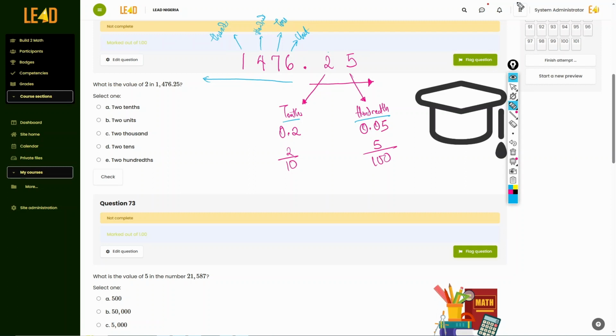And then to the right, for the decimal place value, we also need to learn tenths, hundredths, thousandths, ten-thousandths, hundred-thousandths, millionths, ten-millionths, hundred-millionths, billionths, and so on and so forth. So we need to learn it in both directions.